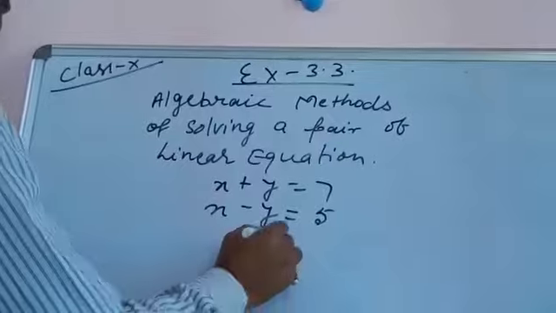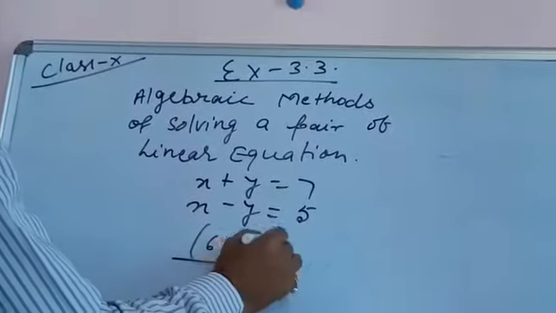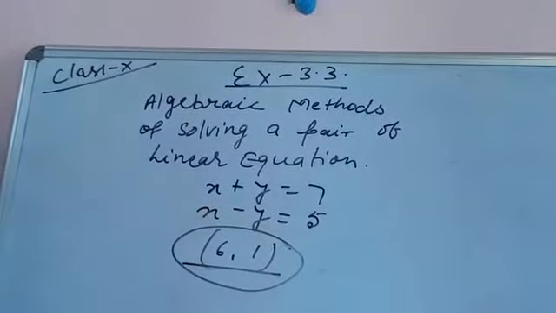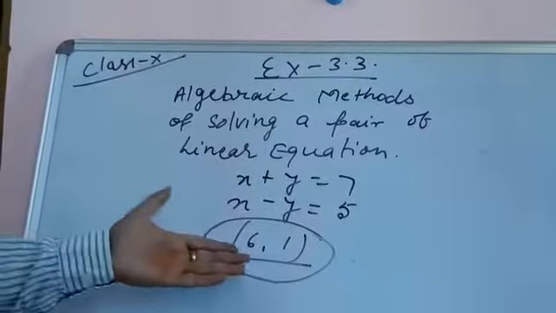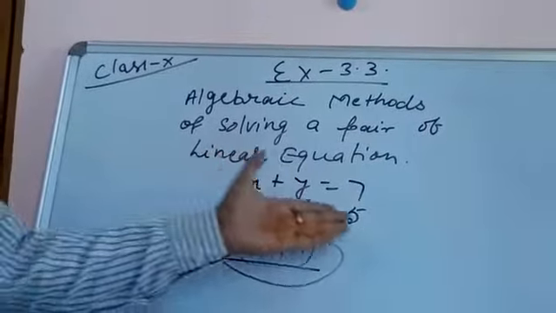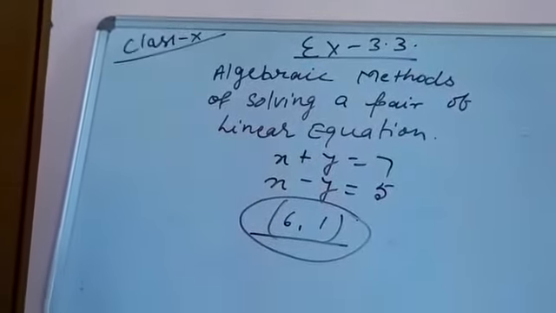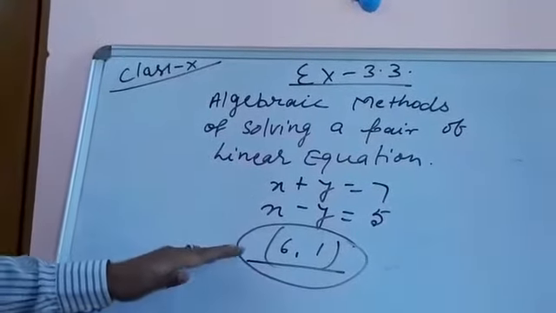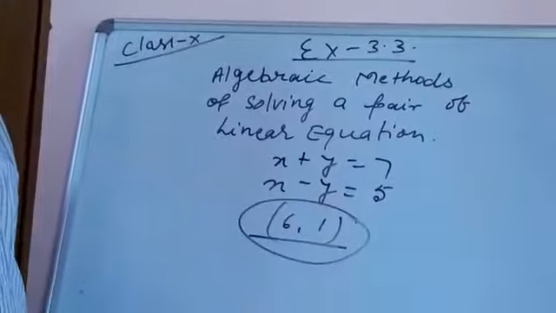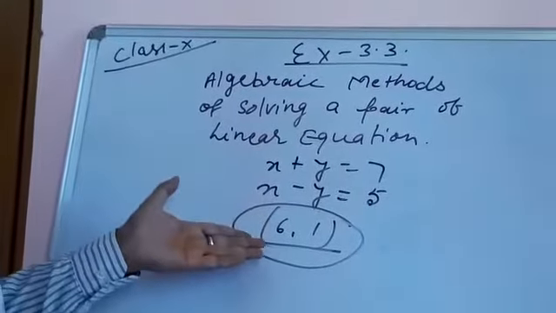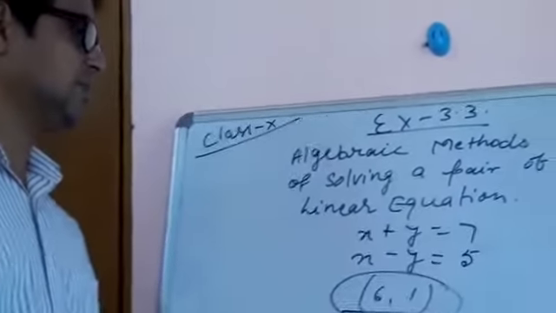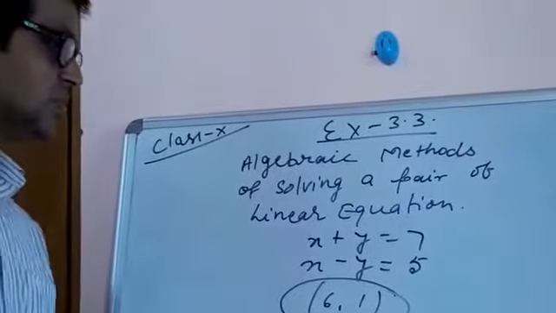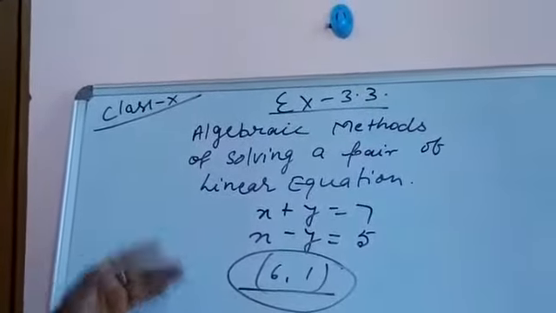6, 1. This (6, 1) is the solution of the equations. You can see 6 plus 1 is equal to 7 and 6 minus 1 is equal to 5. If you plot the graph for both, they intersect at (6, 1). So yes, the graphical solution is very reliable here and we will not have any problem.